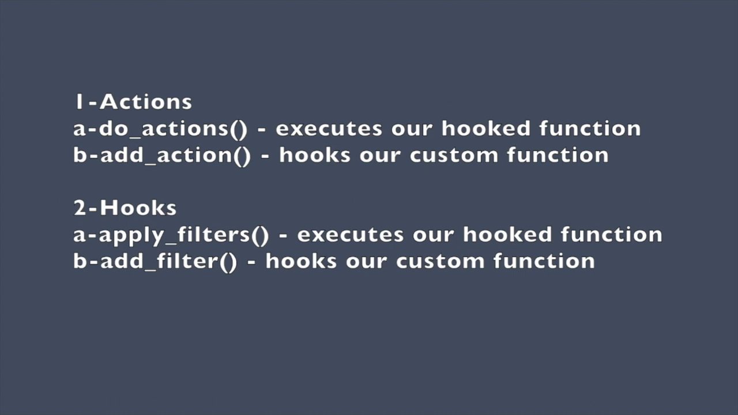Similarly, in hooks, we have apply_filters, which executes the hooked function, and add_filter, which hooks the custom function. So again, you can give the apply_filters function with the hook name at certain points, probably before you output data. For example, if you're outputting a site title, you can give that to apply_filters as a variable, and that variable is passed to the add_filter function with the same hook name, and that variable is given to the custom function.